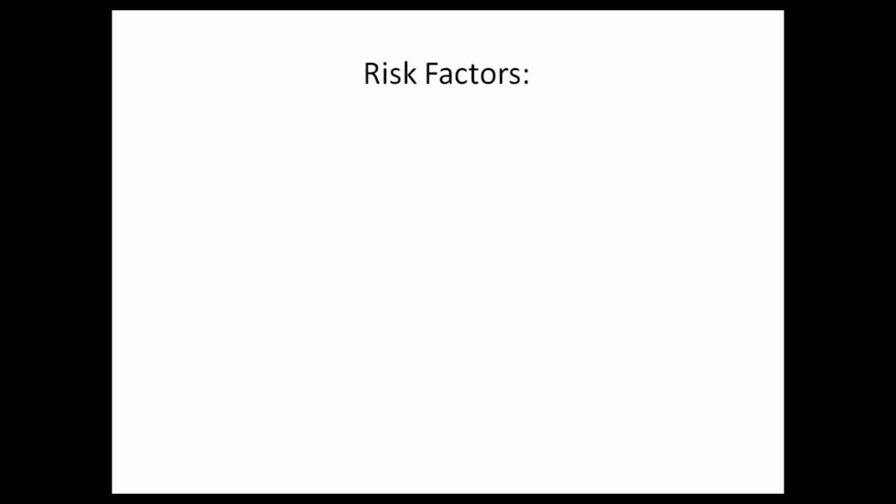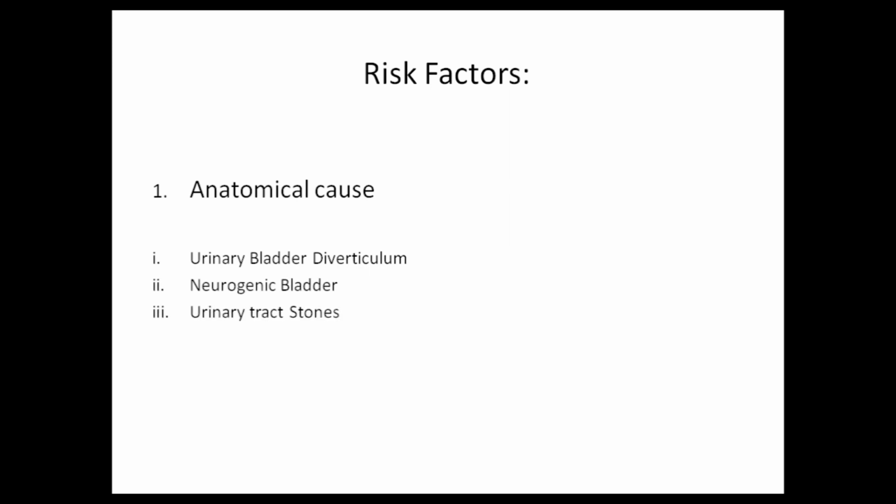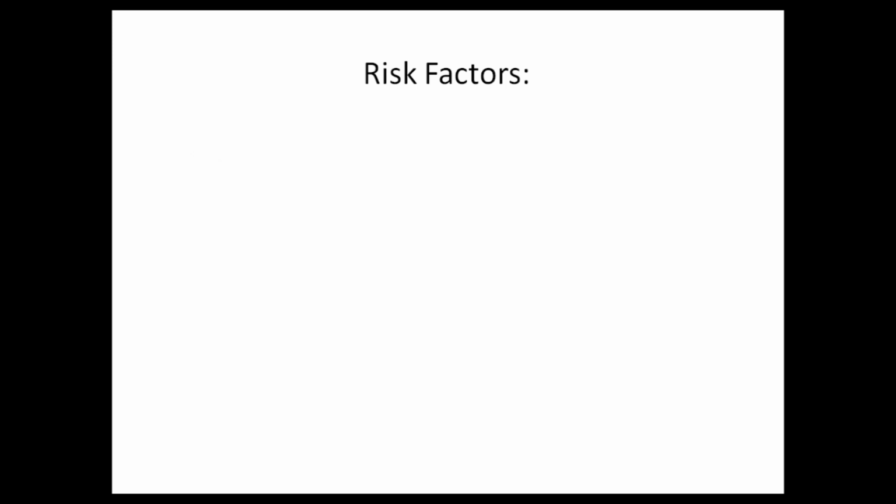So now coming towards the risk factors. The risk factors of UTI are on multiple bases. These can be anatomical, these can be infectious. So the first one, anatomical causes, that is urinary bladder diverticulum, neurogenic bladder, urinary tract stones, benign prostatic hyperplasia BPH, urinary system malformations. After that, it's the sex.